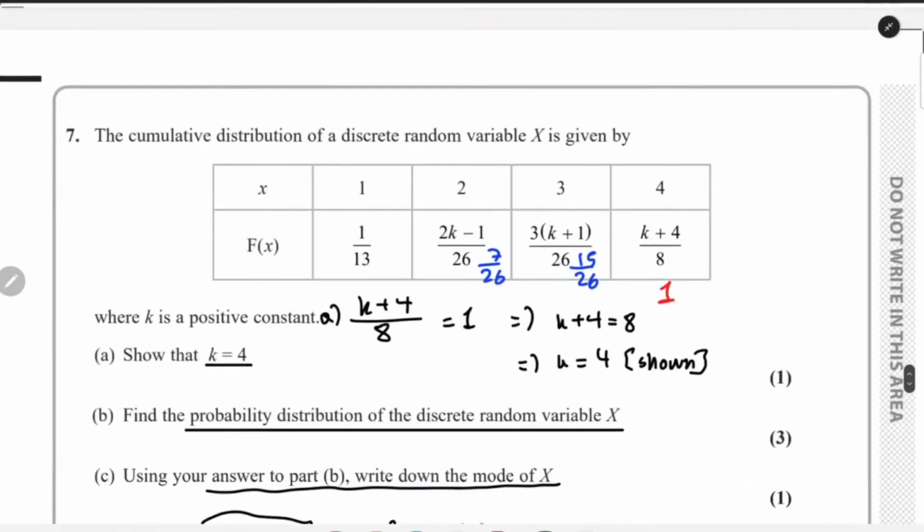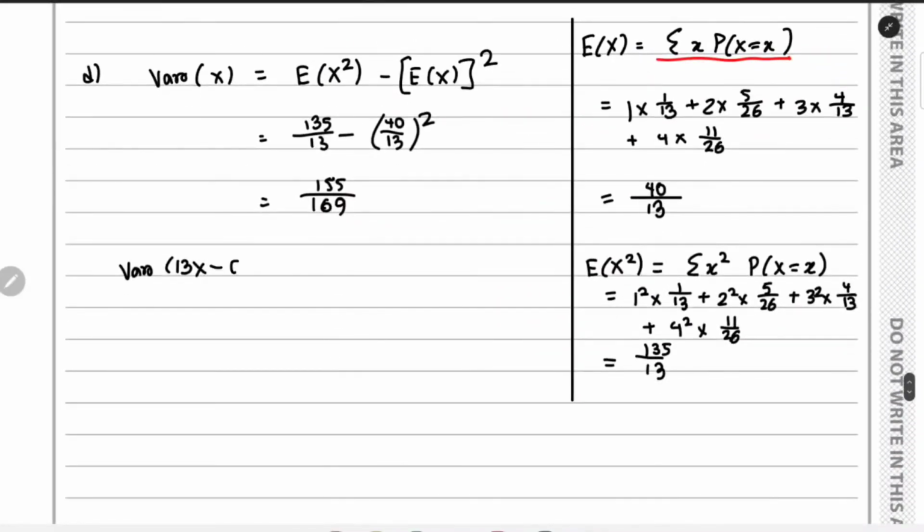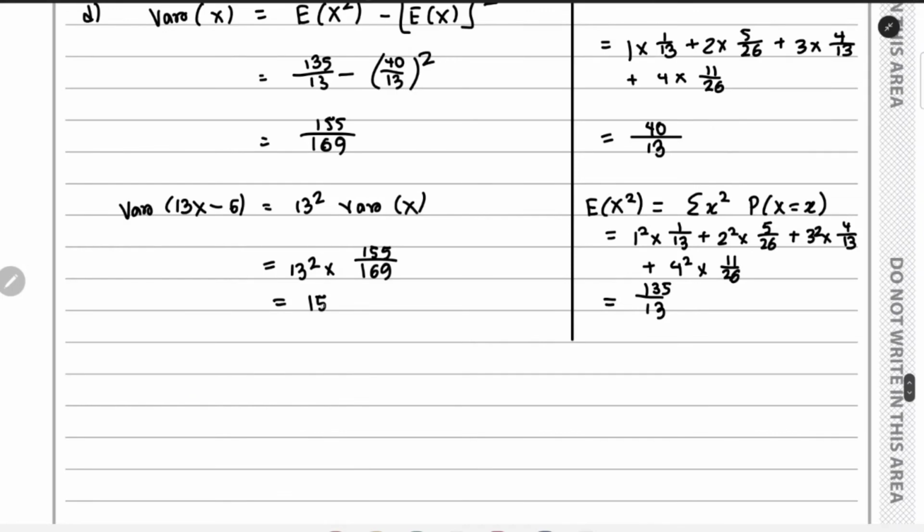So variance of 13x minus 6 would be 13 squared variance of x, or 13 squared into 155 by 169. We'll get 155 over here.